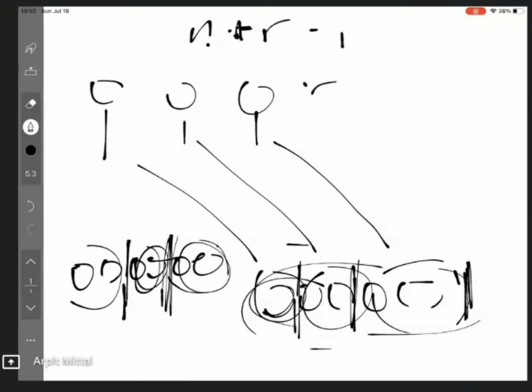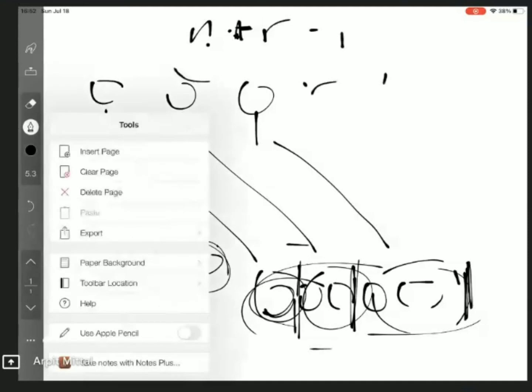I'll write this again a little bit more clearly. This marker's not working.